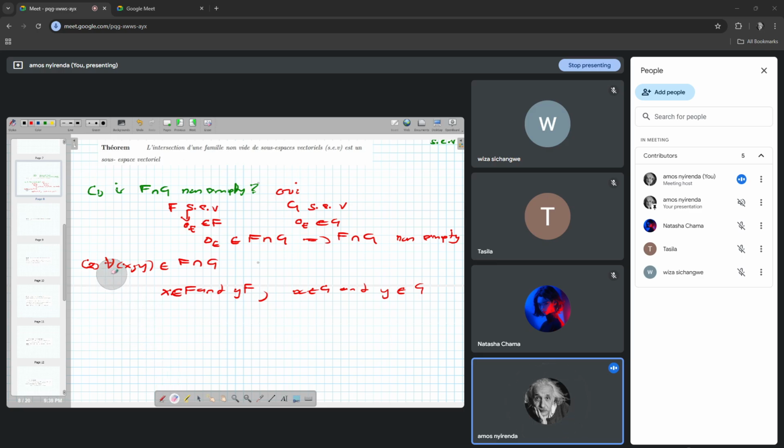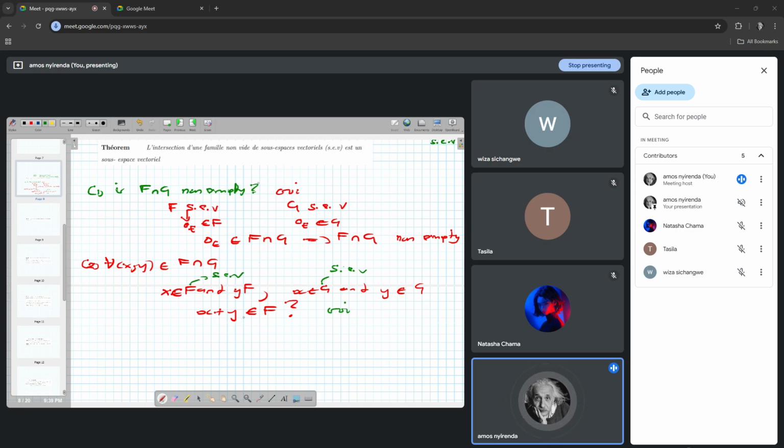So we've taken two elements, x and y, from F intersection G. So what do you think? Is x plus y in F? Now the answer here is also a quick yes. Why is it a quick yes? Let's understand. F here is a subspace. Same thing here, G is a subspace. It means F is stable with respect to addition and G is also stable with respect to addition. Because these two items are in both sets, F and G.